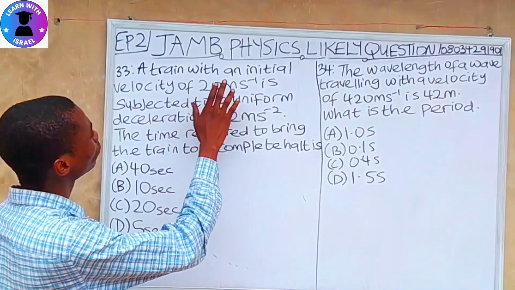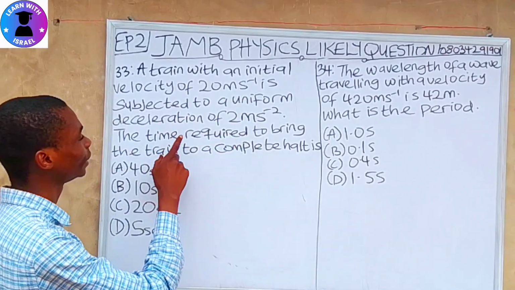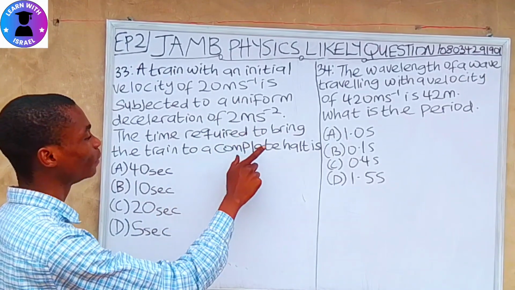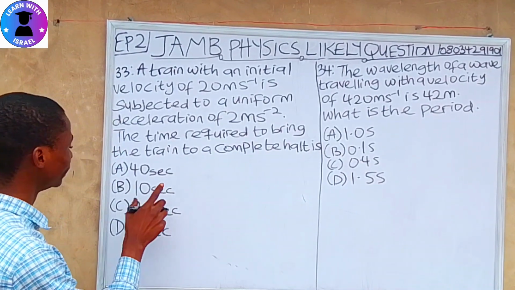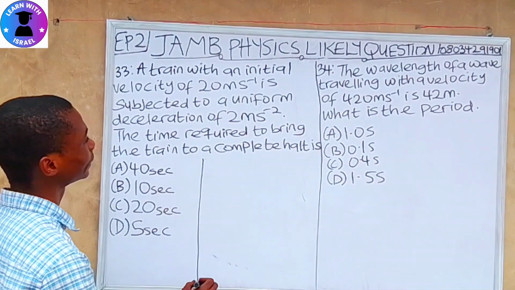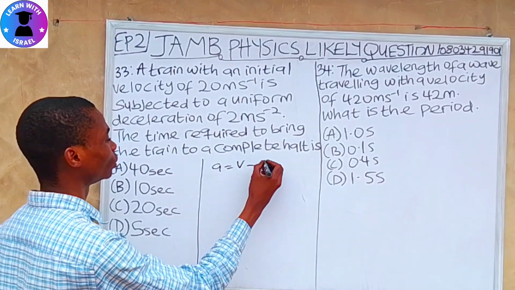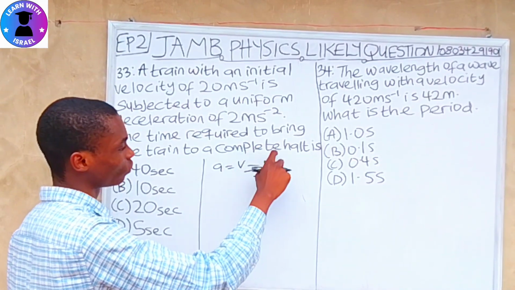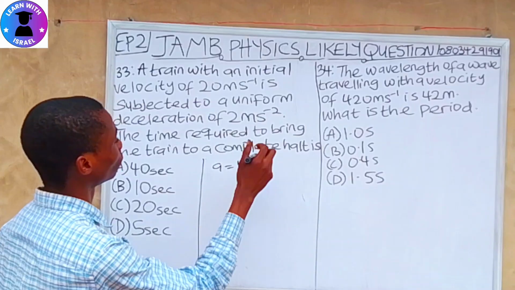Question 33. A train with an initial velocity of 20 meters per second is subjected to a uniform deceleration of 2 meters per second square. The time required to bring the train to a complete halt is, so let's solve. A, 40 seconds, B, 10 seconds, C, 20 seconds, D, 5 seconds. We need to solve before we can know our answer. So the formula for acceleration is V minus U over T. As I said earlier, we have to minus our initial velocity from our final velocity, divided by our time, to get our acceleration. Okay, let's solve.